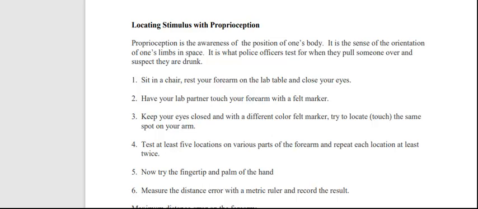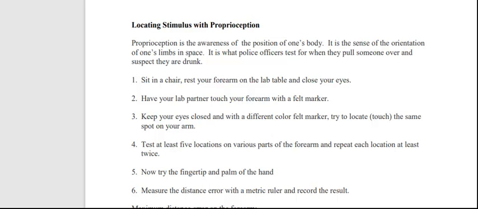But where you're most familiar with it is if a drunk person is pulled over by the police, they're going to check their proprioception by having them shut their eyes and put their finger on their nose. So try it yourself. When your eyes are closed, you should be able to put your finger directly on the end of your nose with no problem.